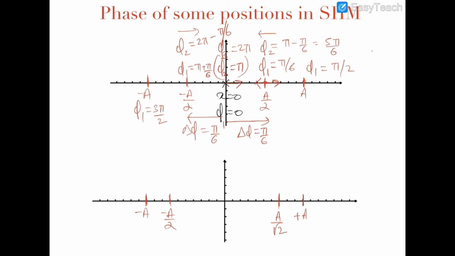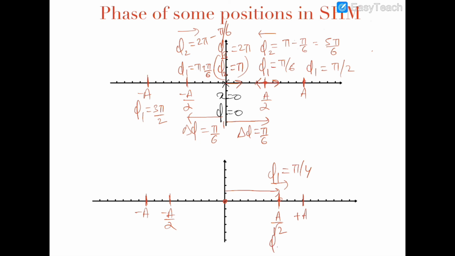Okay. Now let us see the phase of this position. So we have to think that when the particle is at x is equal to a by root 2, then sine theta is equal to 1 by root 2. So we know that sine theta is 1 by root 2 the first time when the angle is pi by 4, which is 45 degree. So the phase of this position is pi by 4. And we can also say that while the particle moves from the mean position to a by root 2, the phase changes by pi by 4.